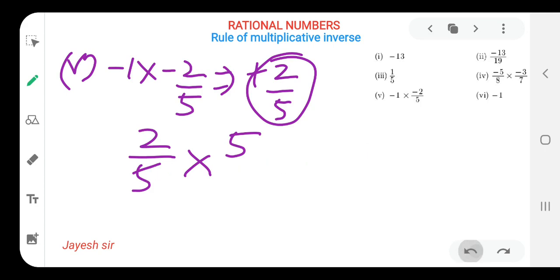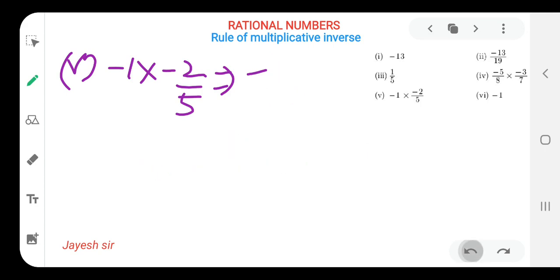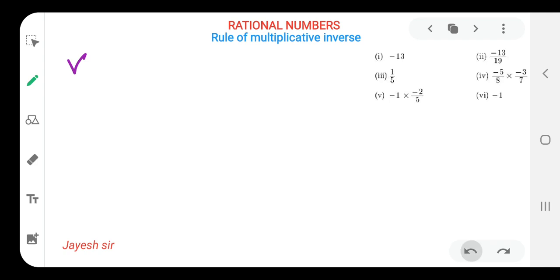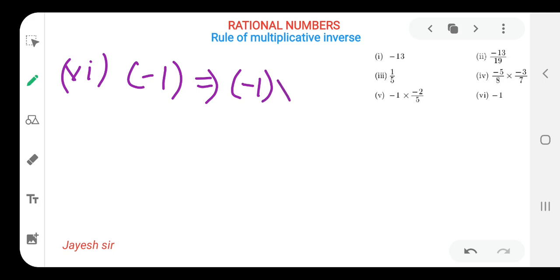So let's move to our last sum for the day, that is the sixth sum. What should be multiplied with minus 1 to get 1? What should be multiplied with minus 1? Now that's something different. What should be multiplied? Instead of thinking more, what are we supposed to do?